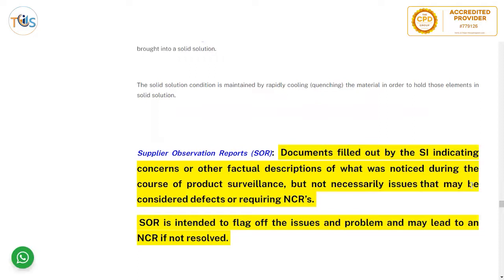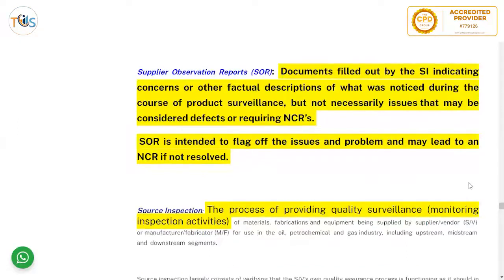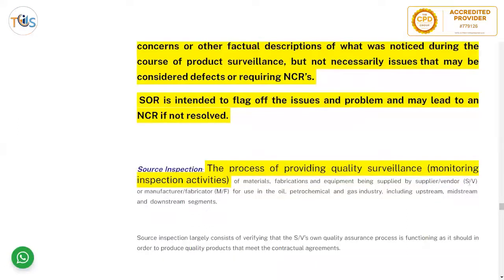Supplier observation report: a document filled out by the source inspector indicating a concern or a factual description of what was noticed during the course of product surveillance. These are not necessarily issues that may be considered defects or requiring an NCR, but the SOR is intended to flag issues and problems that may lead to an NCR if not resolved. So that's sort of a pre-warning, pre-NCR sort of thing.